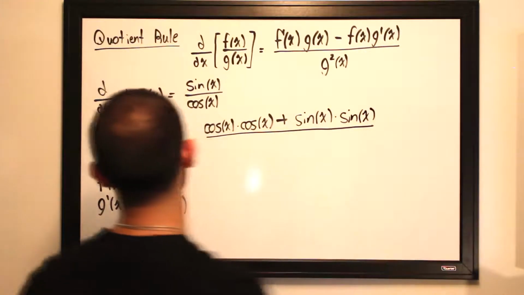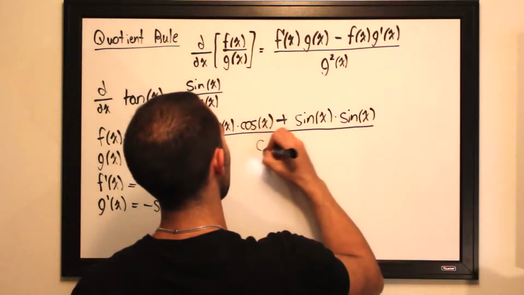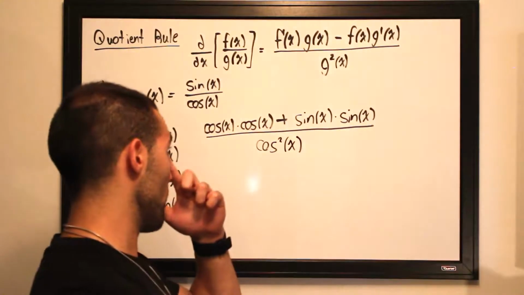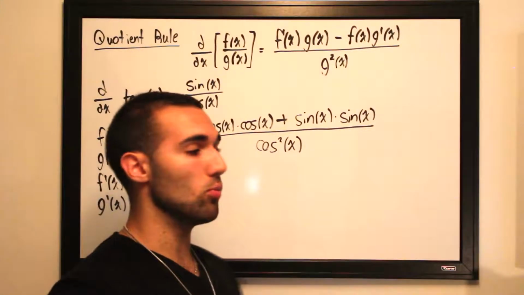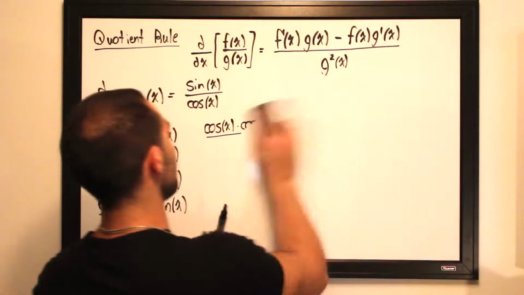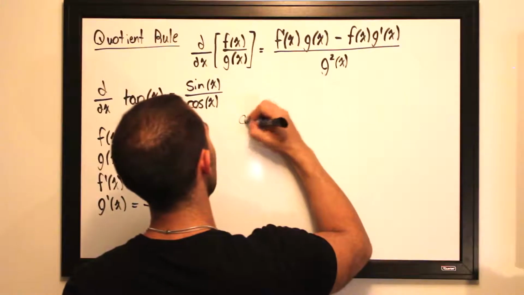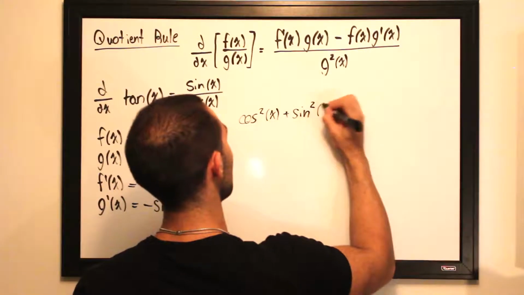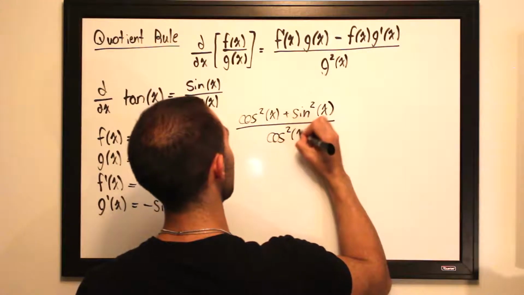All of this to be divided by our g of x. So our g of x is cosine of x, so our denominator will be cosine squared of x. So what we're left with right over here is cosine squared of x in the numerator plus sine squared of x in the numerator. So let's go and clean that up a little bit. We can rewrite this as cosine squared of x plus sine squared of x, all of this divided by cosine squared of x.